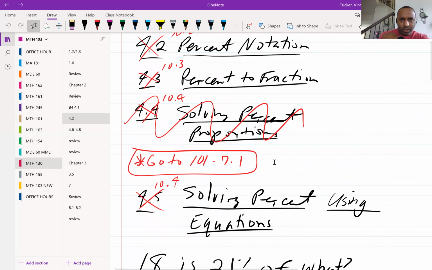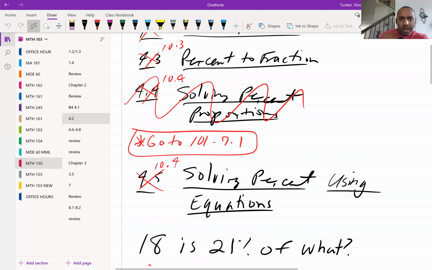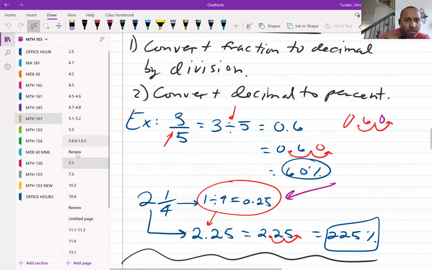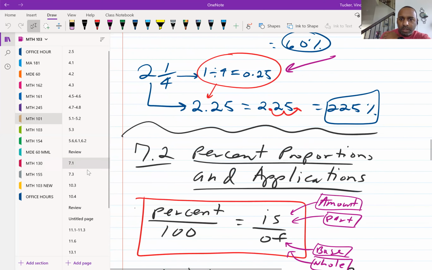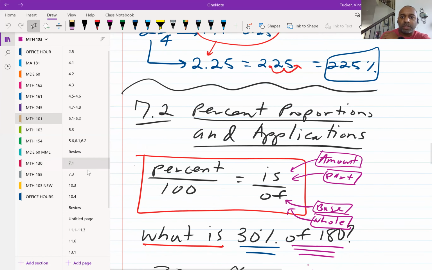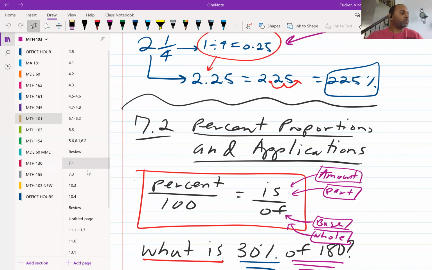I know we did 10-2, 10-3. I don't think we did 10-4, solving percent proportions. No, hold on, I think we did do that. Let me go back. Let me go to 10-4. We did the percent proportions applications. Okay, no, this is where we are now. Solving percent proportions. Where's my pen? So this is 10-4 for you guys, percent proportions.